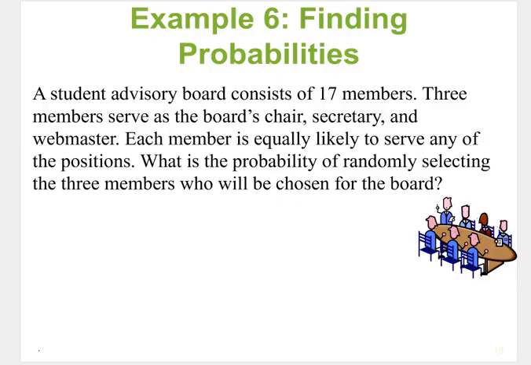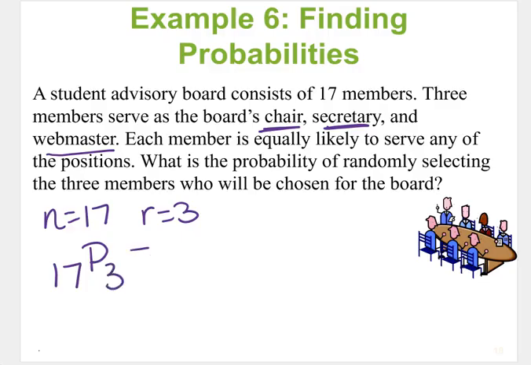So because this is a board, there are very specific positions: secretary, chair, and webmaster. So we have 17 members on the committee, and we have 3 very distinct positions. So this is going to be 17 permutations of 3, because we have 17 people and 3 positions that need to be filled. So that's going to be 17 factorial over 17 minus 3 factorial, which is 14 factorial.